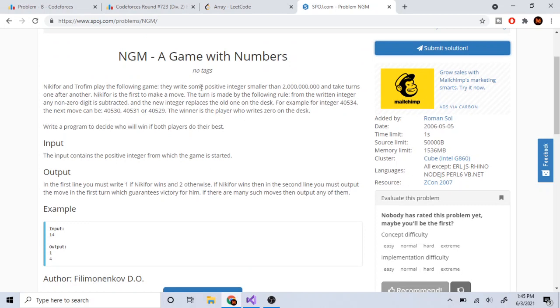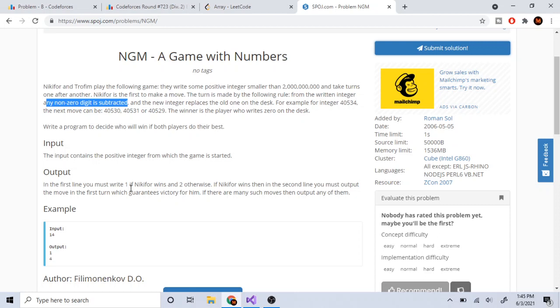Basically, they're saying that we need to subtract any non-zero digit, right? So what are non-zero digits? For each move, we have to subtract a non-zero digit. Non-zero digits are digits between 0 to 9, right? So basically, each move, we're going to subtract digits from 0 to 9. So if the number is divisible by 10, like 40530, no matter how many times I subtract a digit from 0 to 9, I'm never going to have a number that's divisible by 10, right? Do you guys get it? So then I would always lose, right? If Nick goes first, he's always going to lose if the number is divisible by 10.